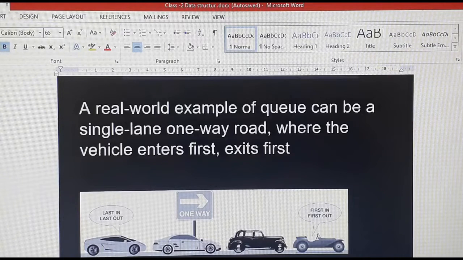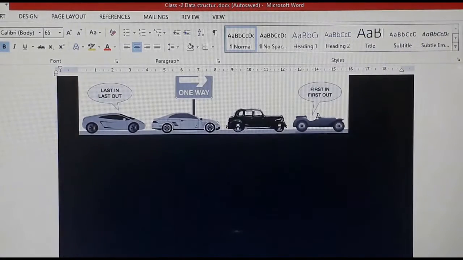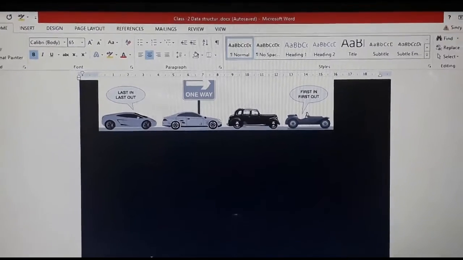You are standing in front of a theater to collect the film ticket. Who will get the ticket first? The first person will get the ticket first. The second person will get the ticket second. The person who comes last will stand at the end of the queue. The same way, the queue works in the same order. Elements which are inserted first will get the service or will be removed first. That is your normal queue. That is why queue is known as a FIFO data structure.